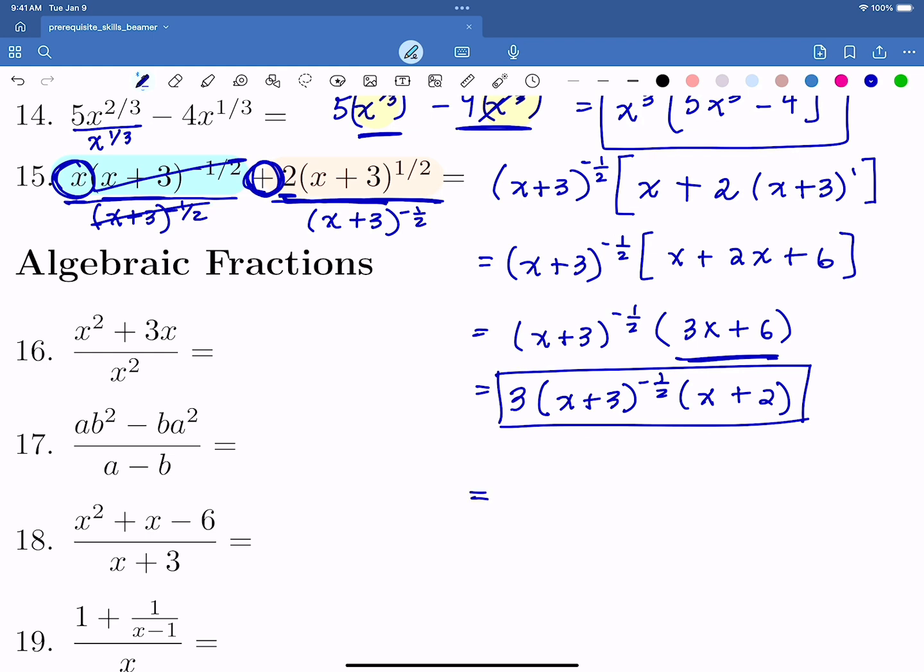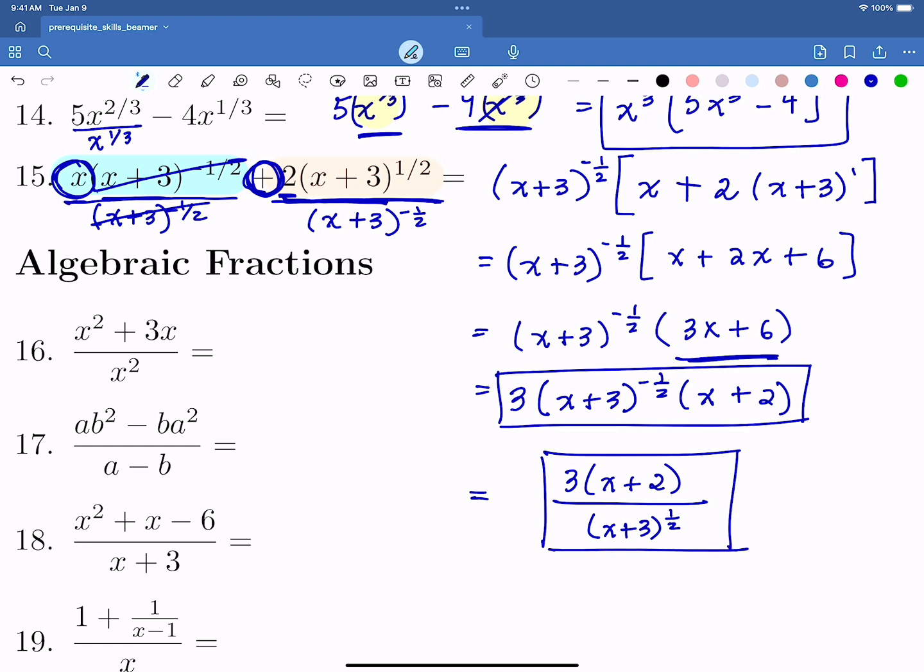Now we can also write this as 3 times x plus 2 and move the x plus 3 to the negative 1/2 into the denominator because it has a negative exponent. We can move that into the denominator and make it a positive exponent. So this is also acceptable as fully factored form.